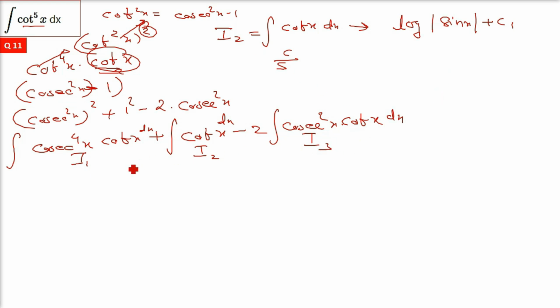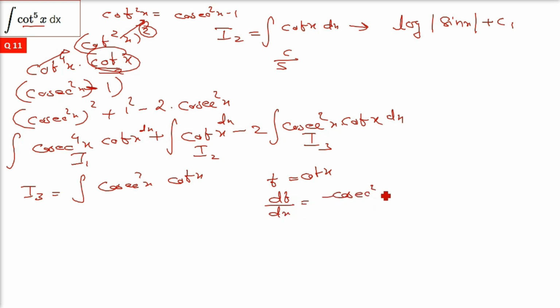Next one will be I1 or I3. We can take any of it. I3 will be, I'm not taking negative 2 sign right now, cosec square x cot x. Now when we take this cot x equals to t, dt by dx will give you negative cosec square x dx. So negative dt will be cosec square x dx. Cosec square x dx will be equal to negative dt.